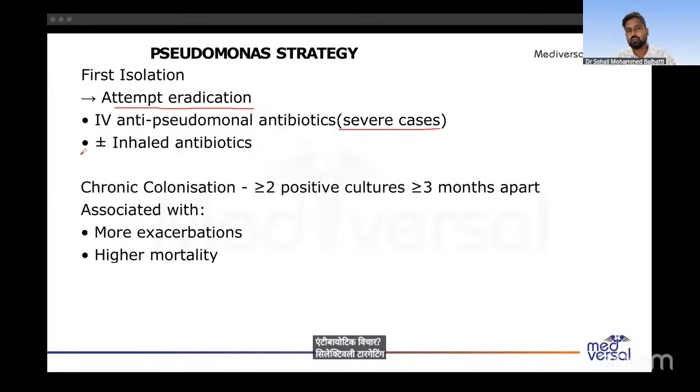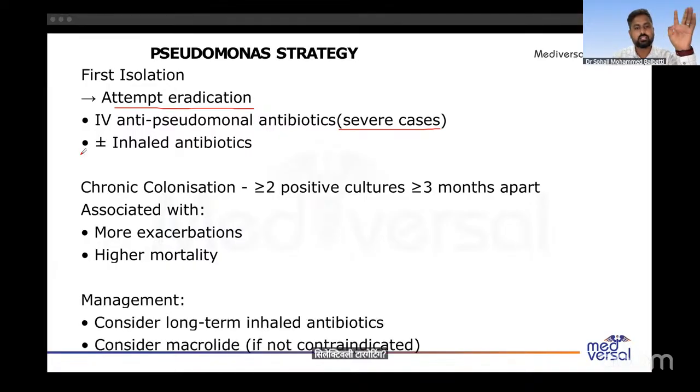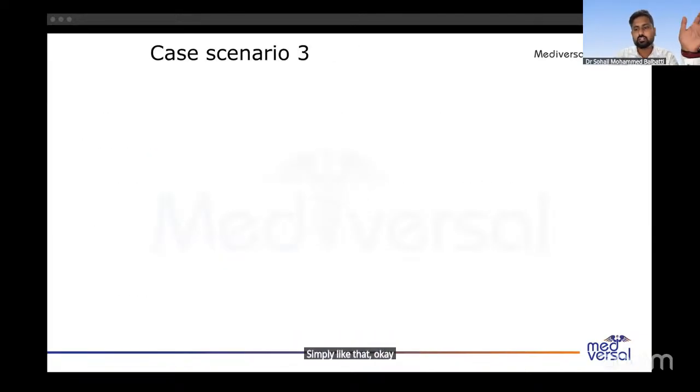So as I already mentioned, chronic colonization is more than or equal to 2 cultures, 3 months apart in a span of 1 year, because it is associated with more exacerbation and higher mortality. So management of this is long-term inhaled antibiotic, and in certain individuals, we can also consider macrolides like azithromycin if it is not contraindicated. I'll tell you what are the prerequisites to start macrolide for a longer period of time. We should have certain prerequisites. We cannot just give macrolide for a longer period of time simply like that. Okay. So coming to the third case, one more case we are going to discuss here.